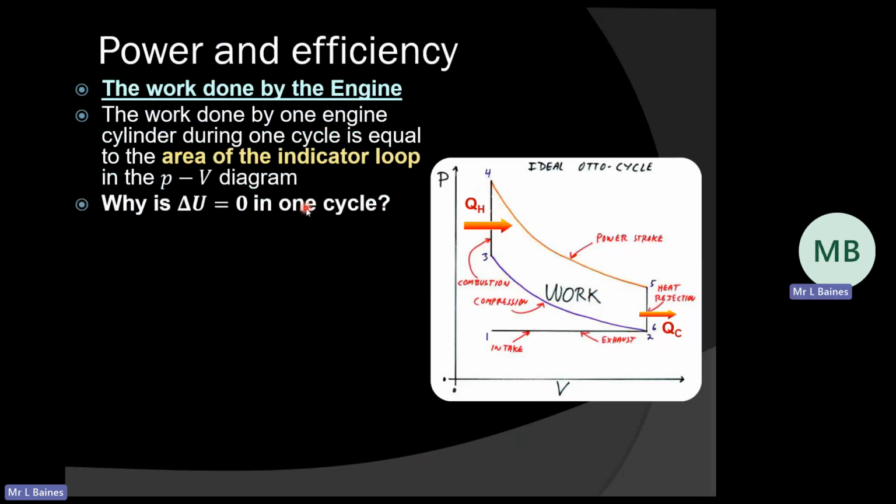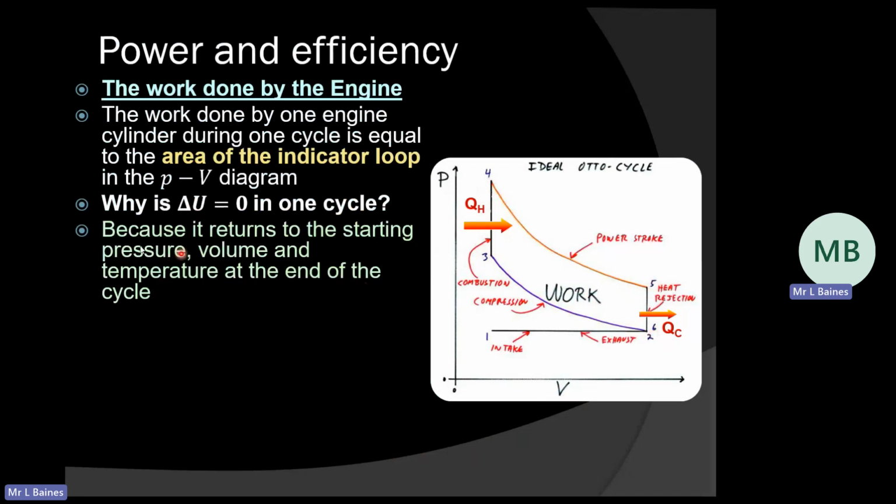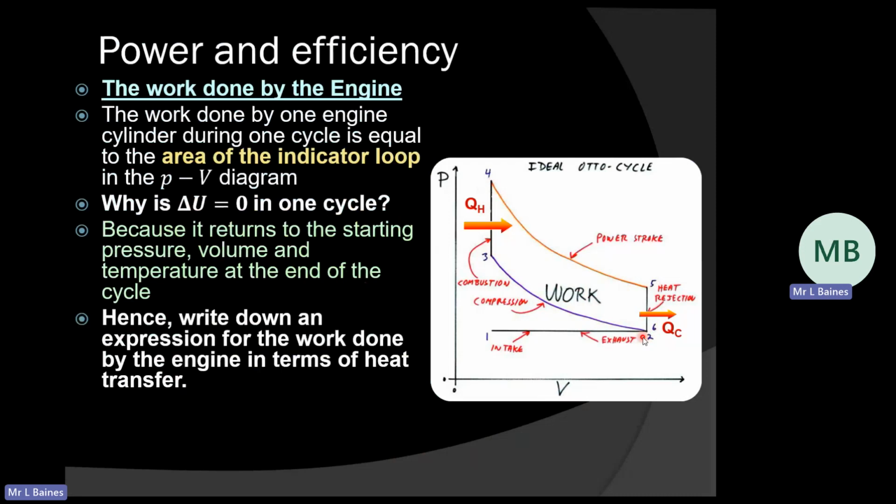If we look at why the change in internal energy is 0 in 1 cycle, let's have a look. We move from this point, we heat it up, we pressurize it, it expands and comes back down. Well, what's happening there is it's returning to my start pressure, volume and temperature. I end up back at this point over here, so my change in internal energy must be 0.